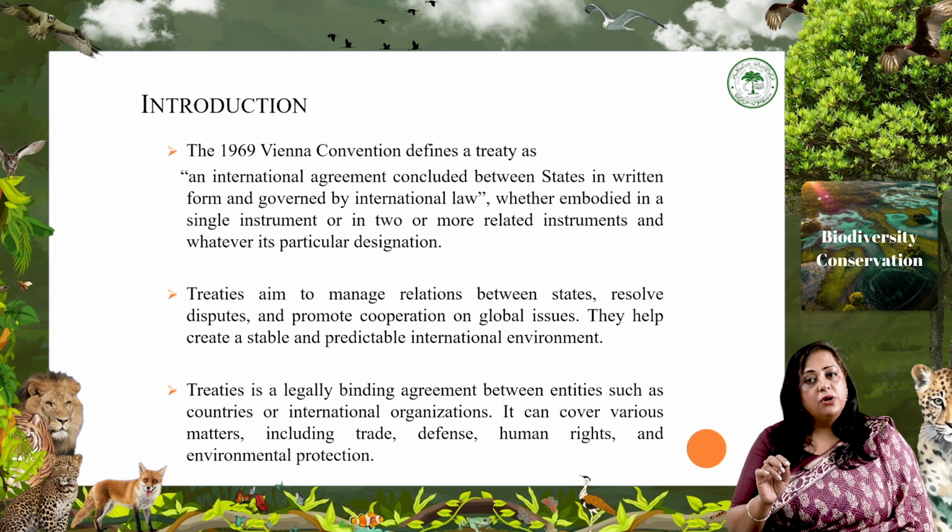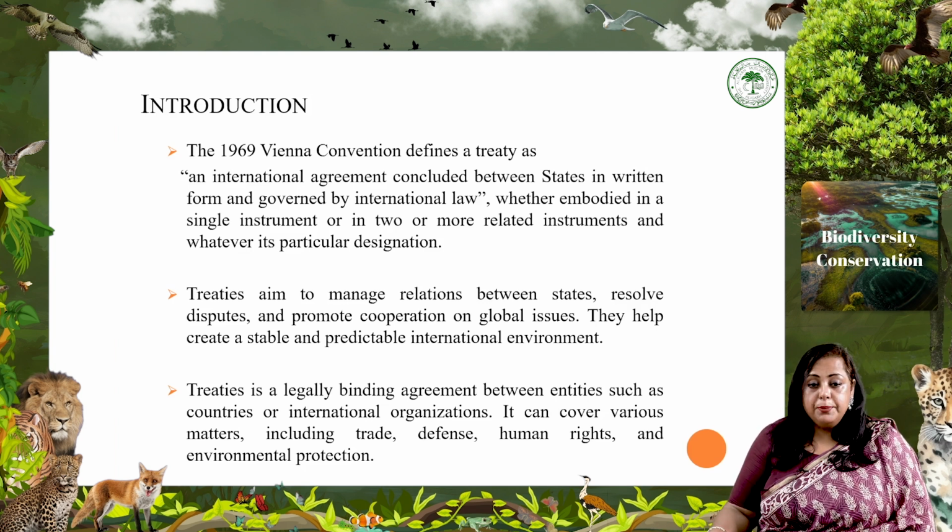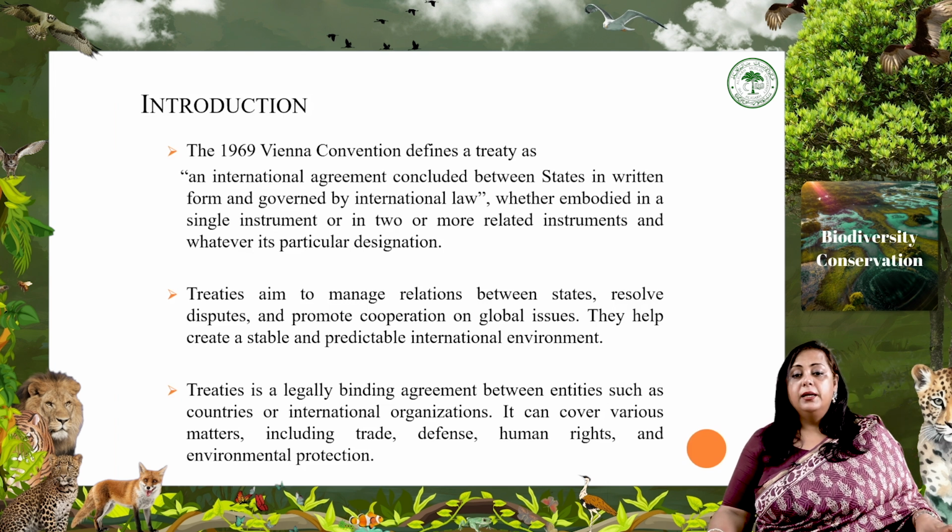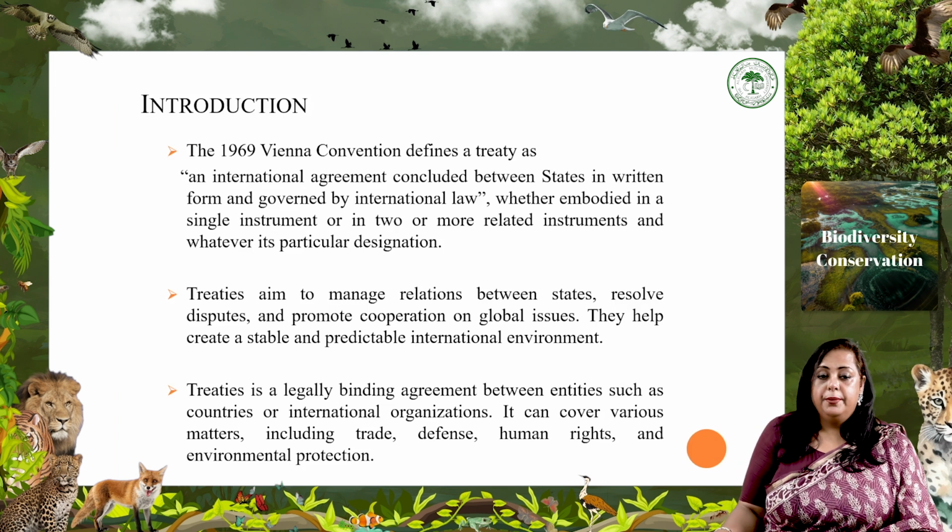So a treaty is always in written form and governed by international law. Treaties aim to manage relations between states, resolve disputes and promote cooperation on global issues. They help create a stable and predictable international environment.